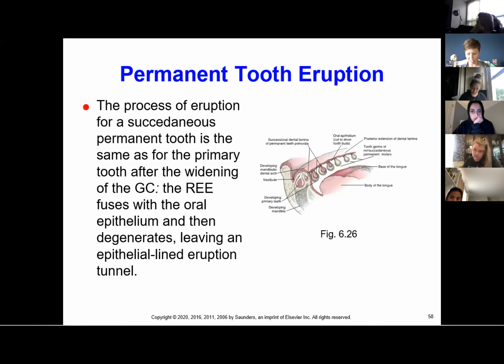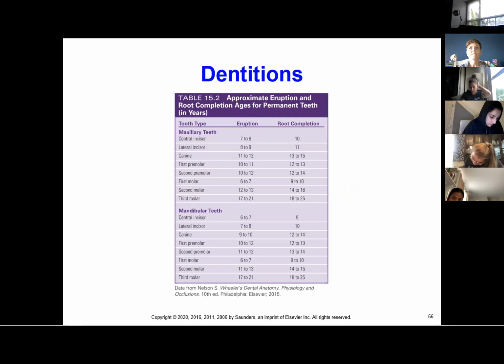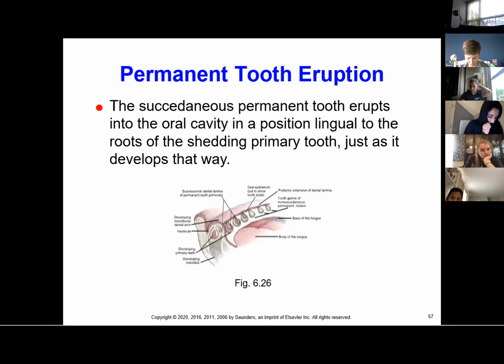What's it called? Darn it, I'm losing my train of thought. The GC. It is the, because I've spent too long trying to find that other one. The gubernacular canal. The gubernacular canal is what it's called.